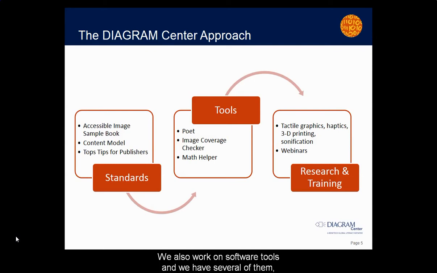We also work on software tools, and we have several of them, but the most well-known is called Poet. It's a free open-source image description tool that makes it easier to create image description books, and it allows crowdsourcing of image descriptions. So in our Bookshare program, for example, we hold describe-a-thons where volunteers use Poet to create image descriptions for Bookshare books. And nearly 40,000, maybe more than 40,000 image descriptions have now been created that way.